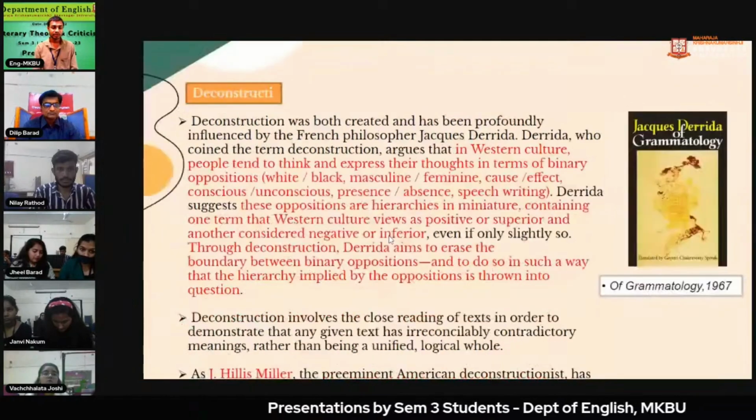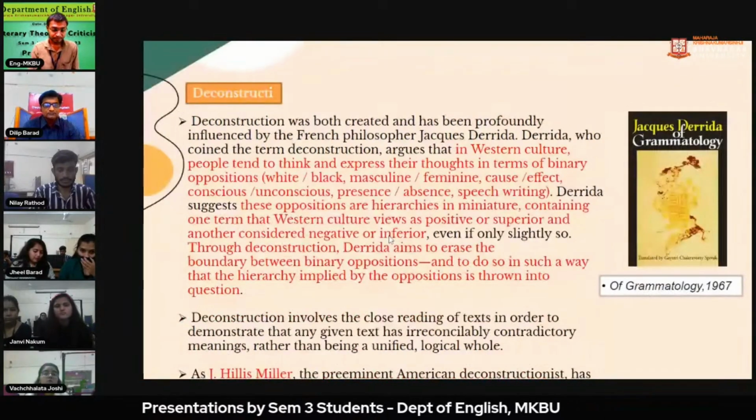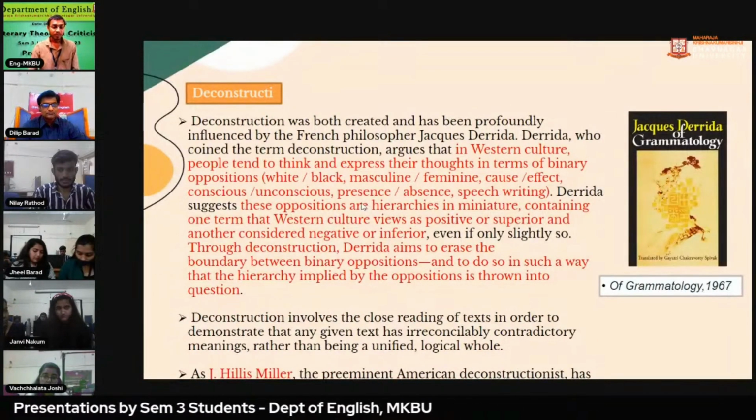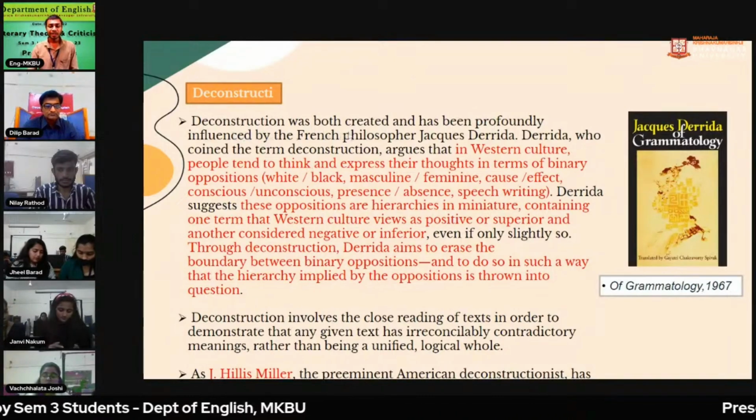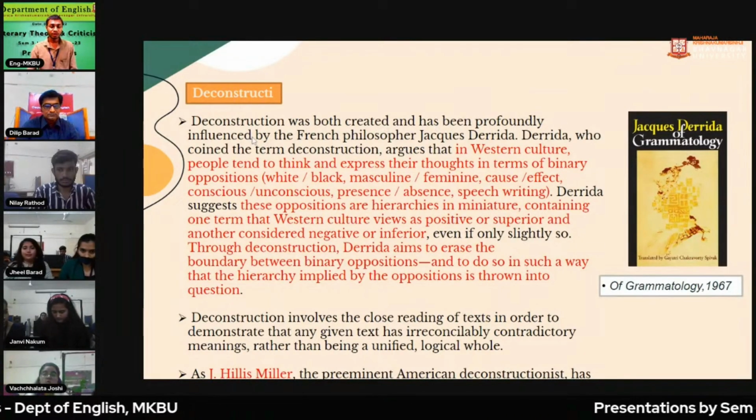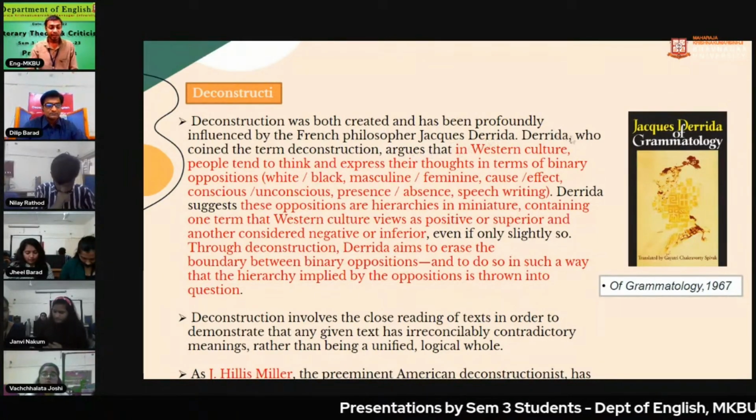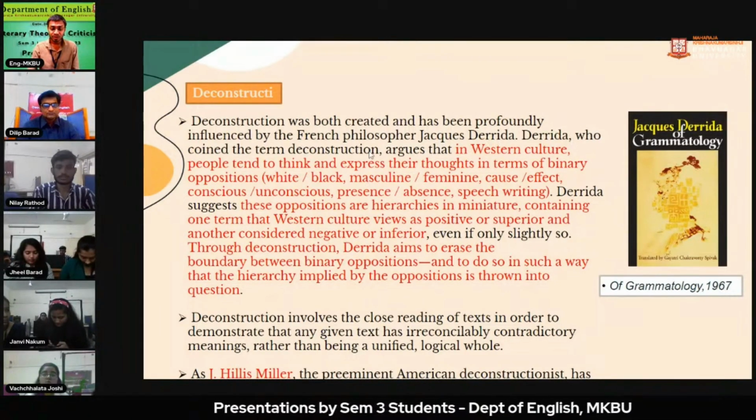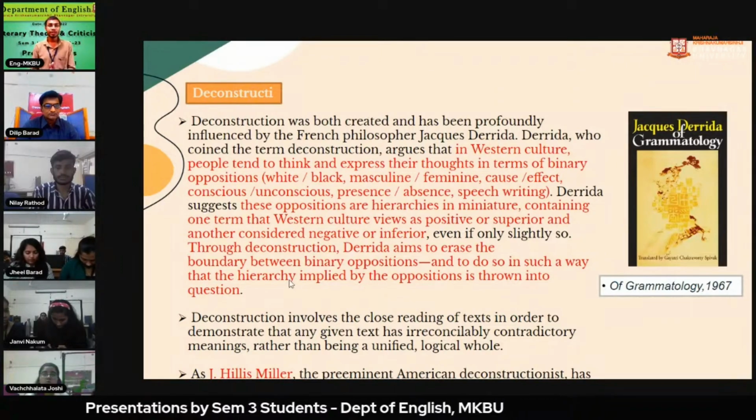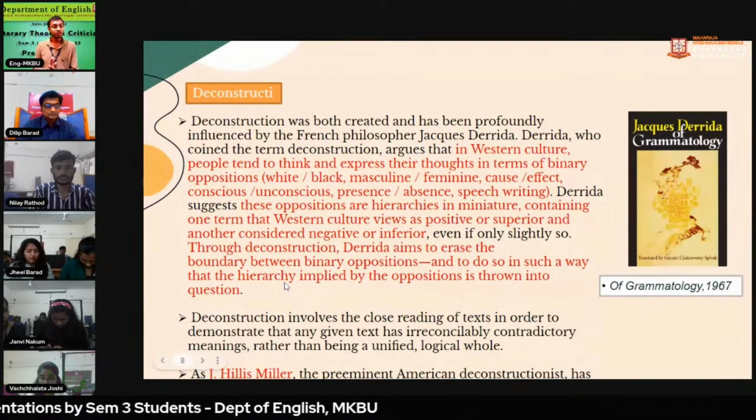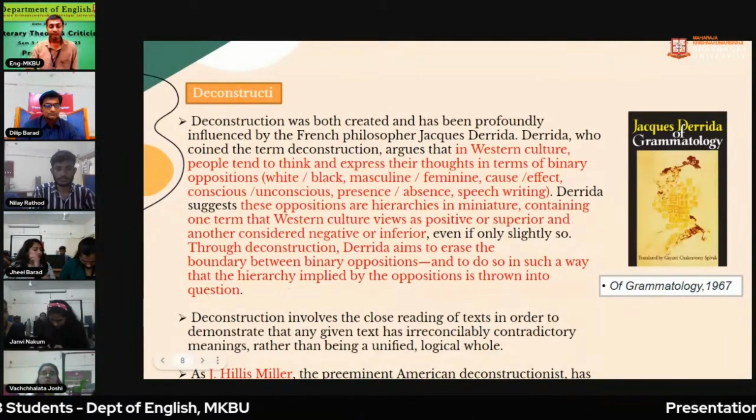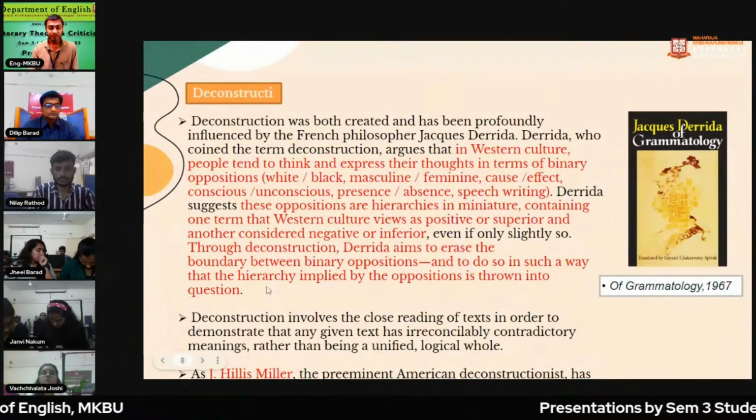Yes. So the deconstruction is also there. Deconstruction was both created and profoundly influenced by the French philosopher, as we referred to him earlier, Jacques Derrida. Derrida, who coined the term deconstruction, argues why he felt a need to coin this term, or rather propound this theory. What need did he feel in Western culture?